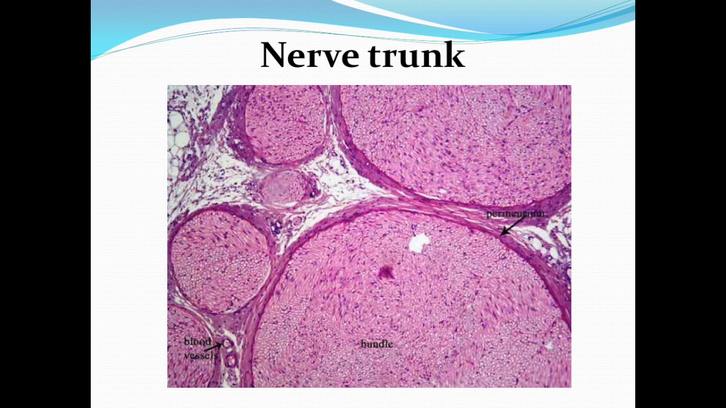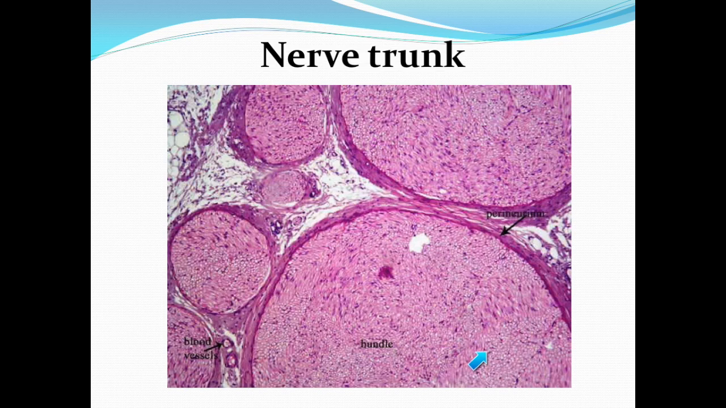This is also a very nice picture demonstrating the nerve trunk. We have in this picture the perineurium forming a barrier to protect the nerve fibers. In between the bundles, in this connective tissue, we have blood vessels. Also, we have here some fat cells.